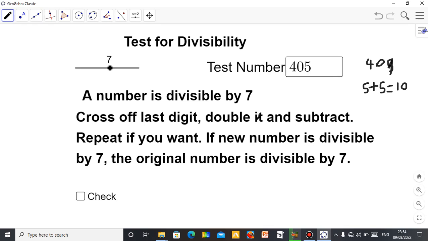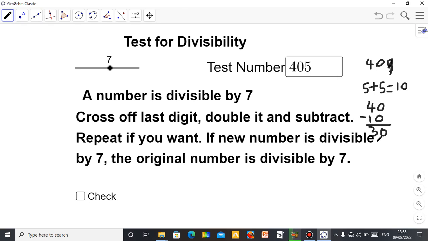Alright, so after doubling it, we now say and subtract. What we mean by subtract is the number left, which is 40, minus 10. That's what we mean by subtract. And we know that this is going to give us 30. So and subtract, that is 30. You can repeat if you want. That one depends on the result you have.